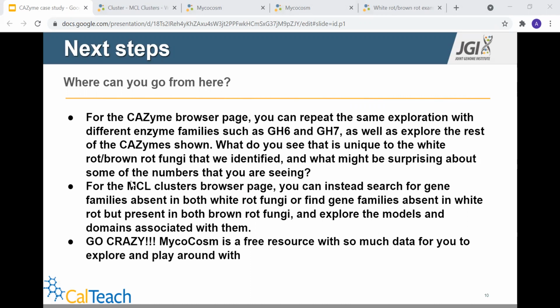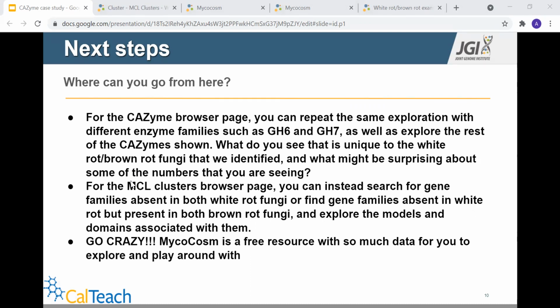Next, for the MCL clusters browser page, you can instead search for gene families absent in both white rot fungi, or find gene families absent in white rot fungi but present in brown rot fungi. So you would set the fungus A and P to 0 and set the brown rot fungi to +1 to see what's unique to the brown rot fungi. Then you can explore the models and domains associated with them.